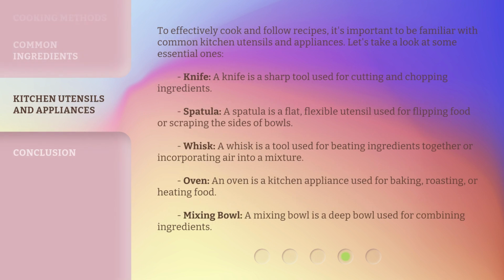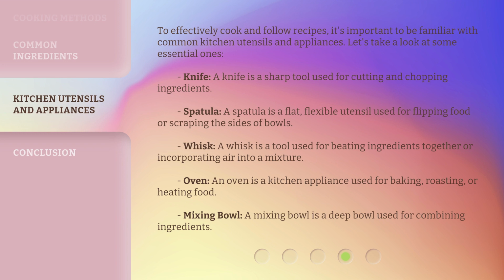To effectively cook and follow recipes, it's important to be familiar with common kitchen utensils and appliances. Let's take a look at some essential ones. Knife. A knife is a sharp tool used for cutting and chopping ingredients. Spatula. A spatula is a flat, flexible utensil used for flipping food or scraping the sides of bowls. Whisk. A whisk is a tool used for beating ingredients together or incorporating air into a mixture.